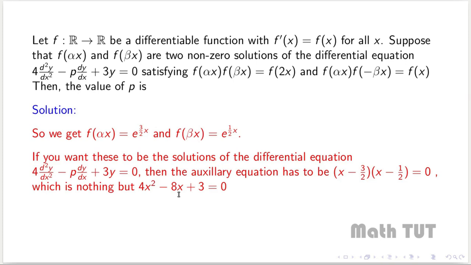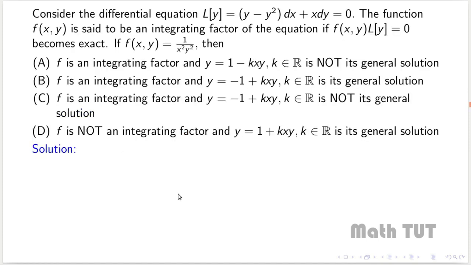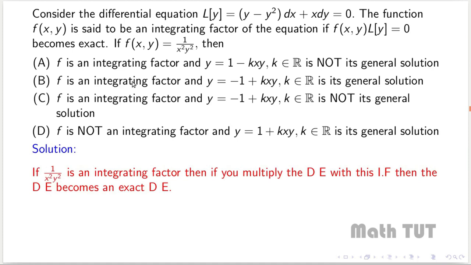Now if we move on to the next question, we are given a differential equation (y minus y²) dx plus x dy equal to 0, and we are told that if 1 by (x² y²) is an integrating factor of L of y equal to 0, then which of the following are true? So we are given a kind of exact differential equation here, because differential equations which are not exact and are of the form M dx plus N dy equal to 0 can be made exact by multiplying by suitable integrating factors.